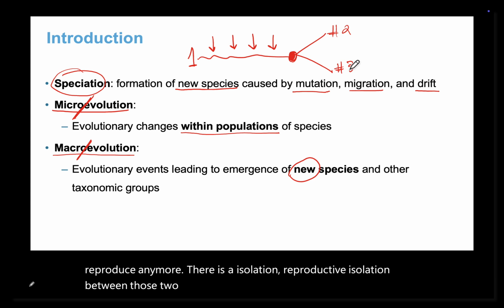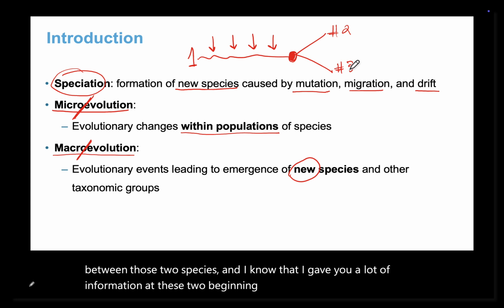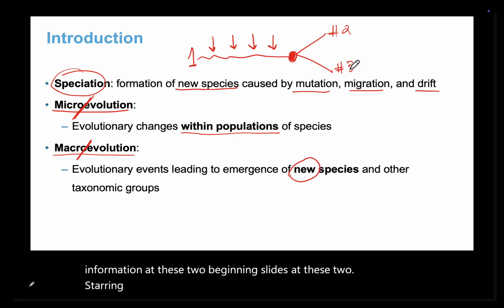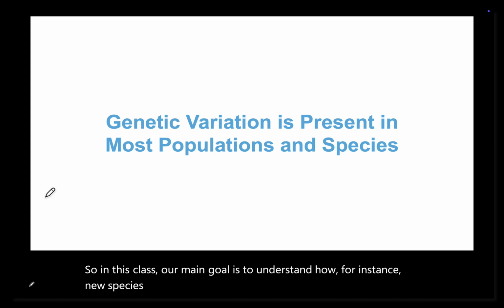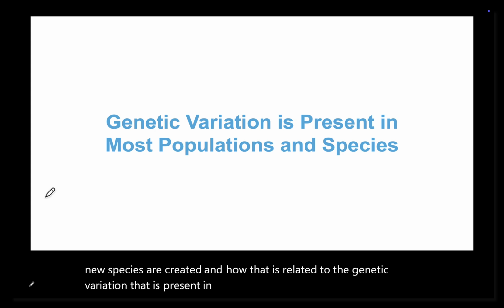And I know that I gave you a lot of information in these two starting slides, but we are going to explore those concepts as we evolve throughout this class. So in this class, our main goal is to understand how, for instance, new species are created and how that is related to the genetic variation that is present in those populations.